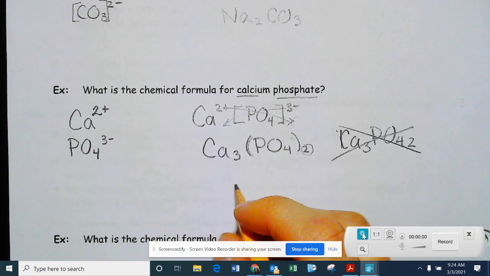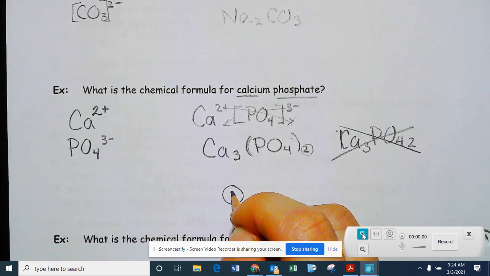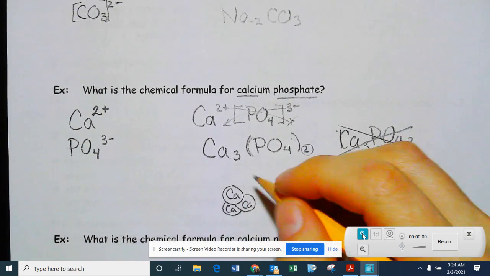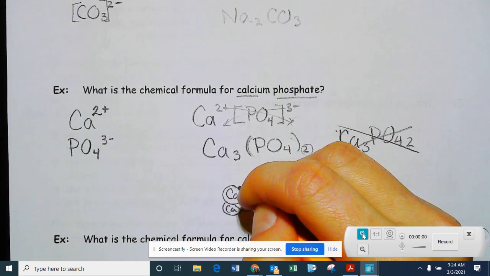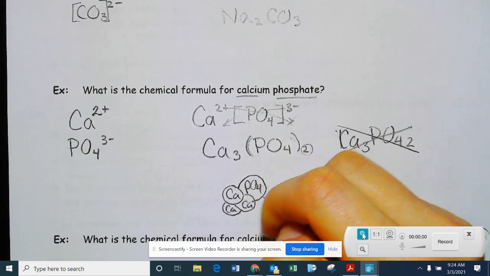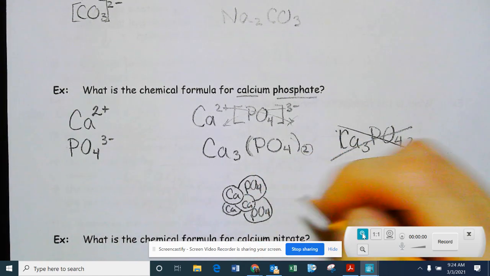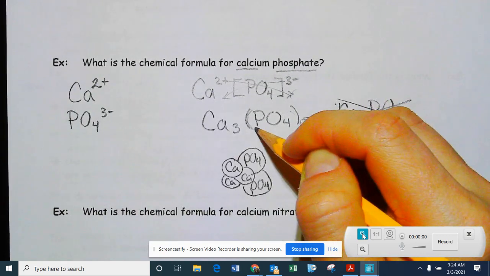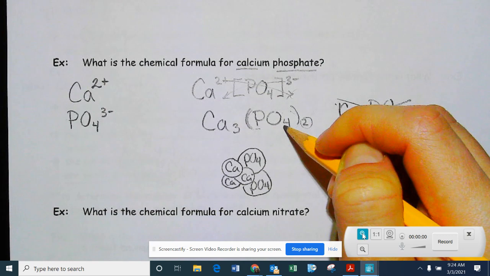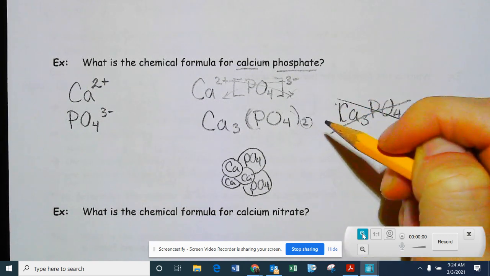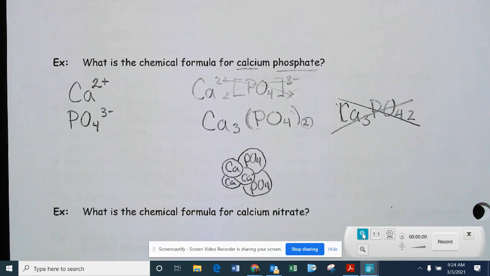So if I'm drawing this out, I've got 1, 2, 3 calciums, and then I've got 2 of this whole PO4 molecule. So that means I've got 2 phosphoruses and actually 8 oxygens. So it's really important to make sure that we're including brackets when we're making formulas for our polyatomics.